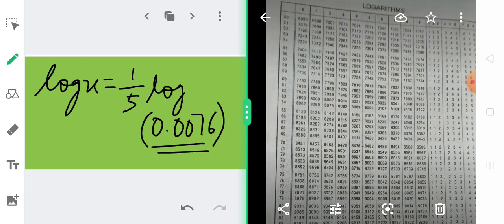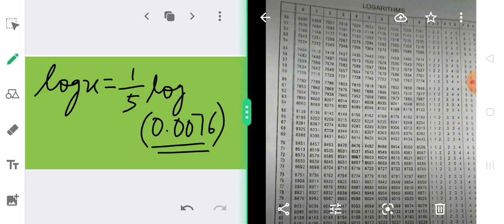Now 0.0076, this is a number less than 1. So if the number is less than 1, obviously first of all you have to find out the characteristic and then proceed with the mantissa. So if the number is less than 1, what should we do? Do you remember the rule for finding out the characteristic? If the given number is less than 1, its characteristic should be negative and it should be put under the bar. So we have to count the number of zeros immediately after the decimal point.